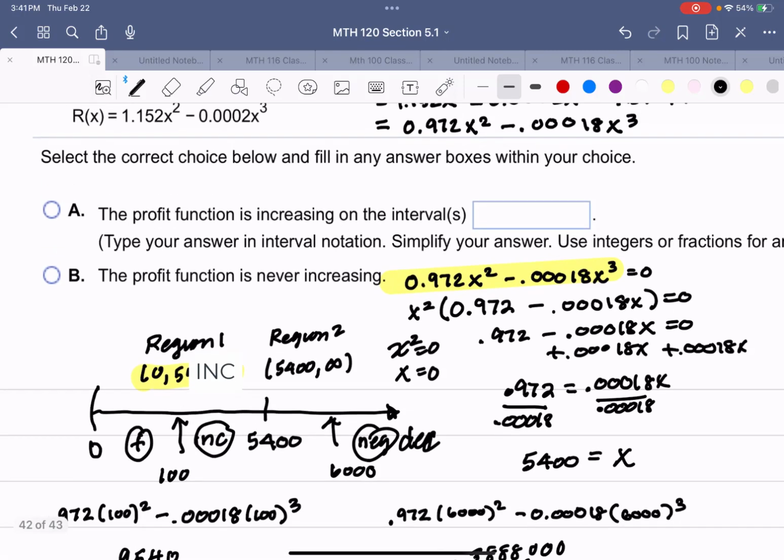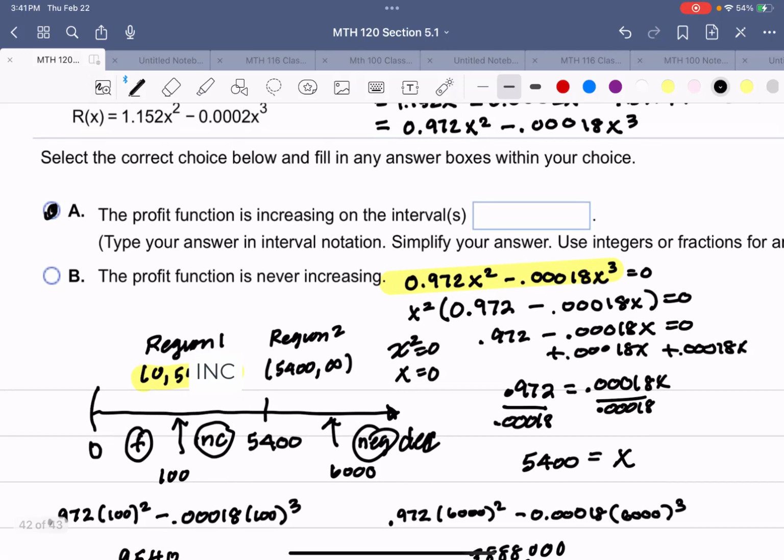And they ask us the interval over where it's increasing, and that's going to be from 0 to 5,400. Open intervals, that means parentheses on both ends.